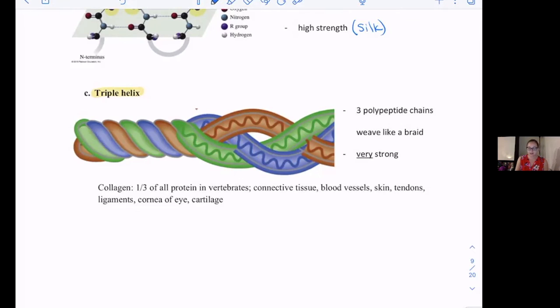For example, collagen, which is one third of all protein in vertebrates, is our connective tissue between our skin and our other organs and everything. It's our blood vessels, our skin, our tendons, our ligaments, the cornea in our eye, our cartilage. All of the very structural things in our bodies are due to collagen, which has this triple helix structure. For example, collagen keeps your skin elastic.